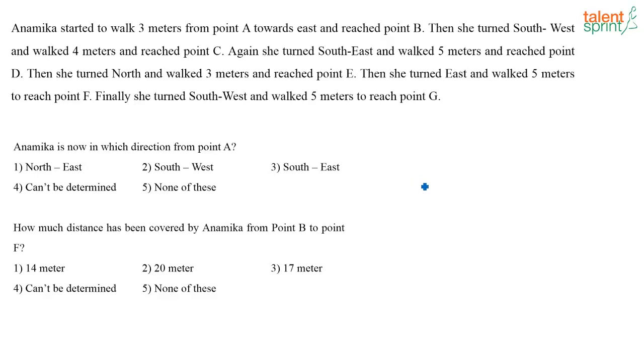Anamika started to walk 3 meters from point A. Okay, so this is point A and Anamika is walking 3 meters from point A towards east and reaches point B. Then she turns southwest. So if you have any confusion, always draw the directions diagram, north, south, east and west. Then she is walking southwest, so she is going to go in this direction. And how much is she walking? She is walking for 4 meters and then she is reaching point C.